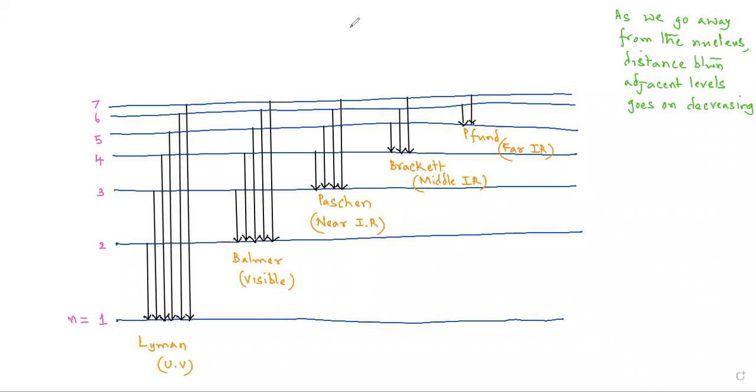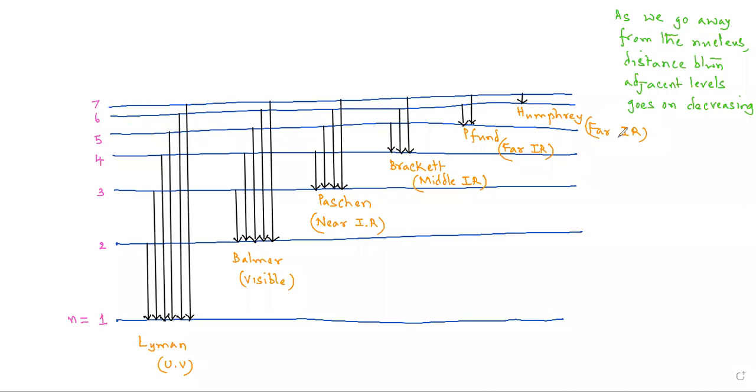Finally, from any higher energy level to the sixth one. Of course, we can take any number of orbits, no problem. But here we get Humphreys series, again in the far IR region.